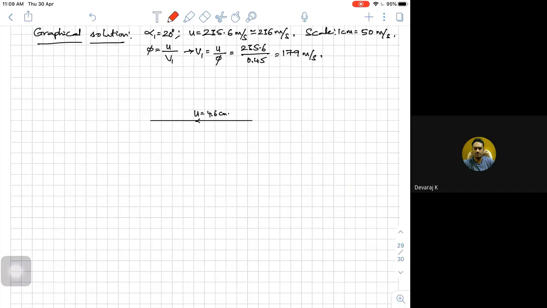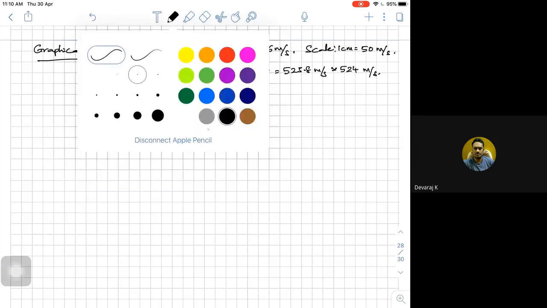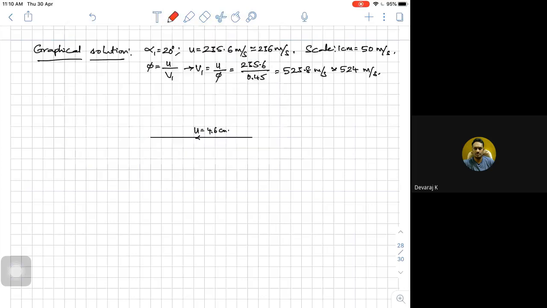Sorry, V1 is 523. V1 is equal to 523 or 524. It is 523.8 meters per second, which is 524 meters per second. So I take the value of 524 divided by 50. It will be roughly around 10.5.